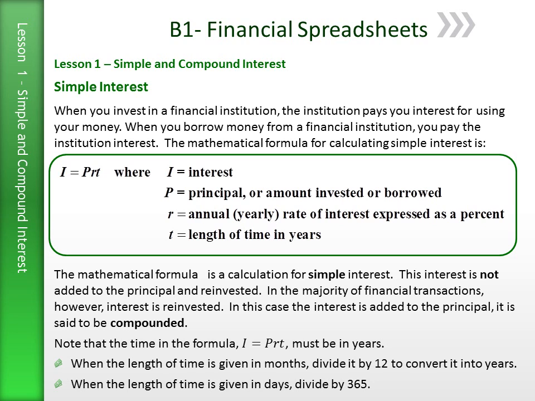Note that the time in the formula must be in years. When the length of time is given in months, divide it by 12 to convert it to years, and when the length of time is given in days, we divide it by 365. We'll start with some examples.